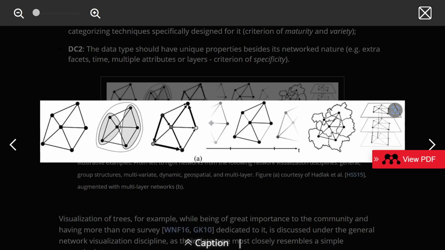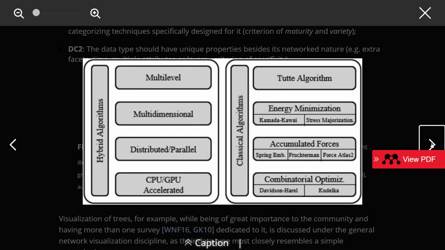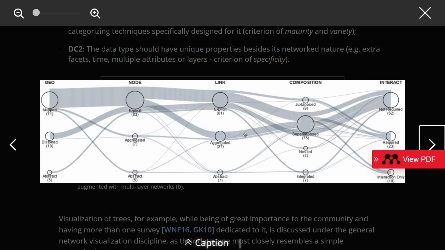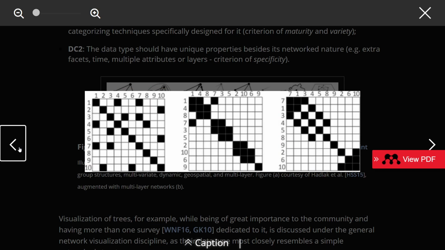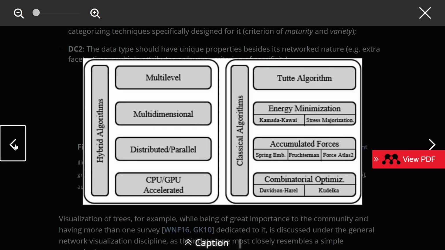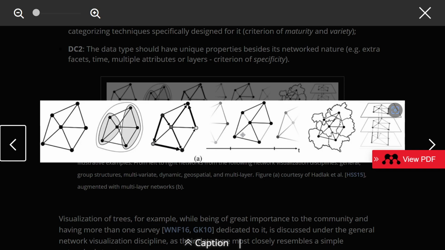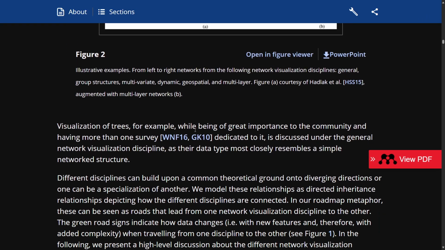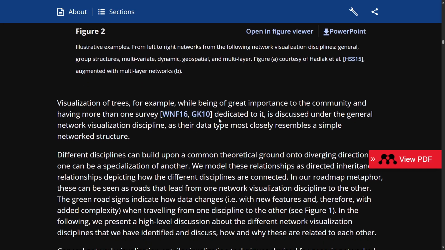DC2. The data type should have unique properties besides its network nature, for example extra facets, time, multiple attributes or layers, criterion of specificity. Figure 2. Illustrative examples. From left to right, networks from the following network visualization disciplines: general, group structures, multivariate, dynamic, geospatial, and multilayer. Figure A. Courtesy of Hadlak et al. HSS15, augmented with multilayer networks. B. Visualization of trees, for example, while being of great importance to the community and having more than one survey, WNF16, GK10, dedicated to it, is discussed under the general network visualization discipline, as their data type most closely resembles a simple network structure.